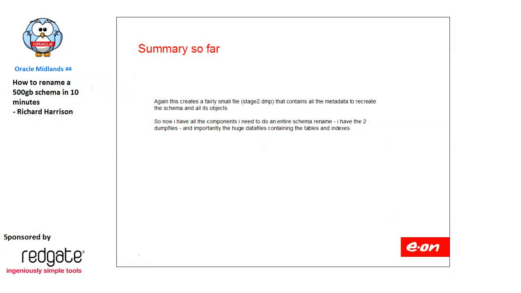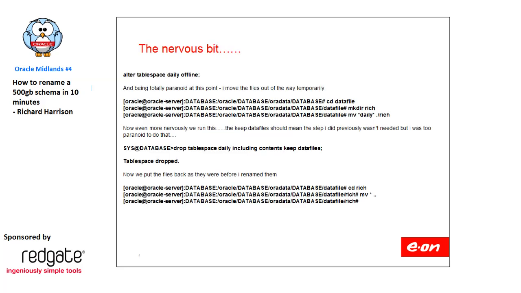So quick recap, we've got the stage 1 file with the TTS definition, the stage 2 file with all of the logical objects, and then the actual data files themselves. Right, now it gets a bit nervy. So this is assuming you're not actually moving from a different database, you're keeping it in the same database, just renaming it. So first step, tablespace offline.